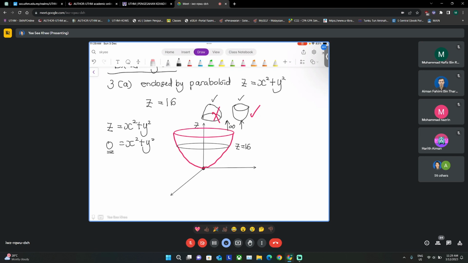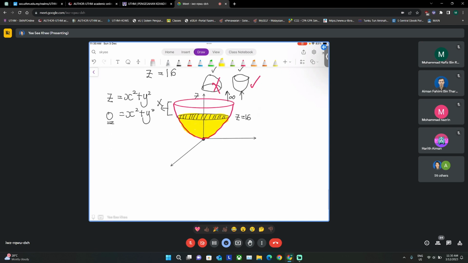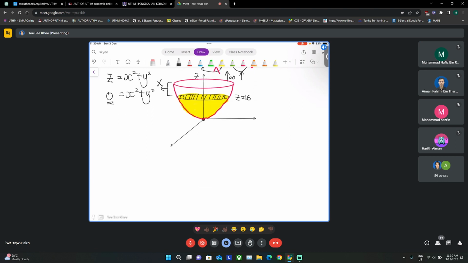You cut. This is the plane z equals 16. You cut it horizontally. So these top portions you don't want to know. You are just interested in the portion below the plane z equals 16, which is this one, because you cut it. Now you want to find the volume. Are you clear about this structure? Not too difficult. Just cut it horizontally. So this is the equation for volume.